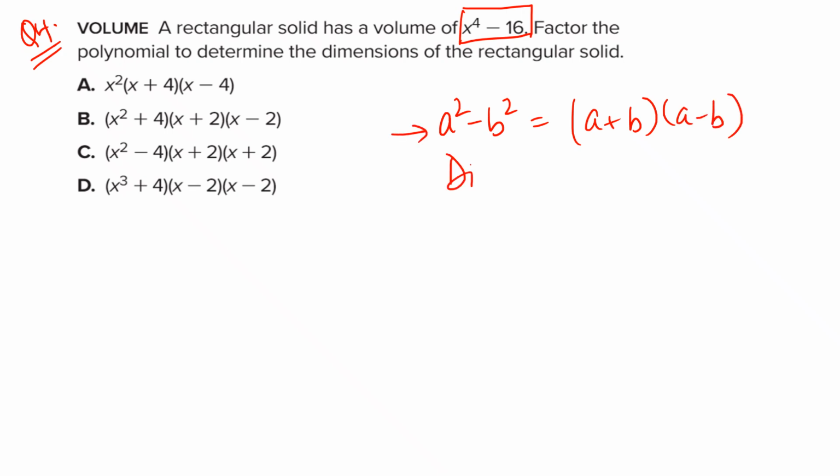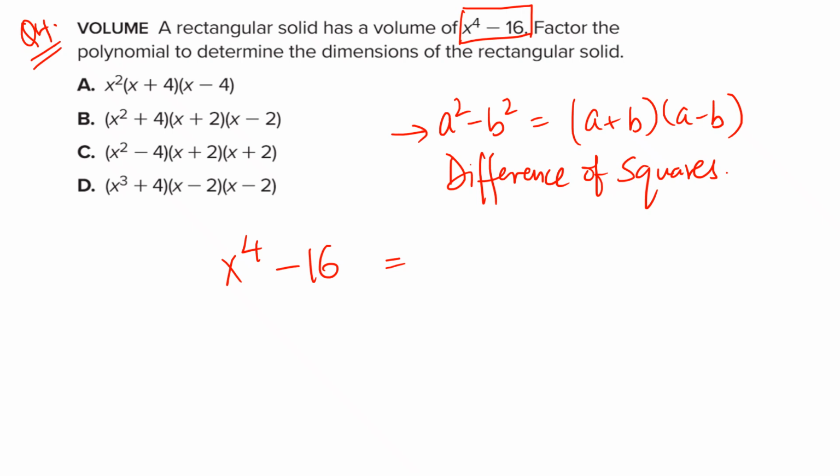Yes, you're right. Difference of squares is going to work to solve this question. And how do you know that? Look at the numbers. This is x to the power 4 minus 16 that you're going to factor. Now think, is 16 a perfect square? If yes, we can apply this identity.